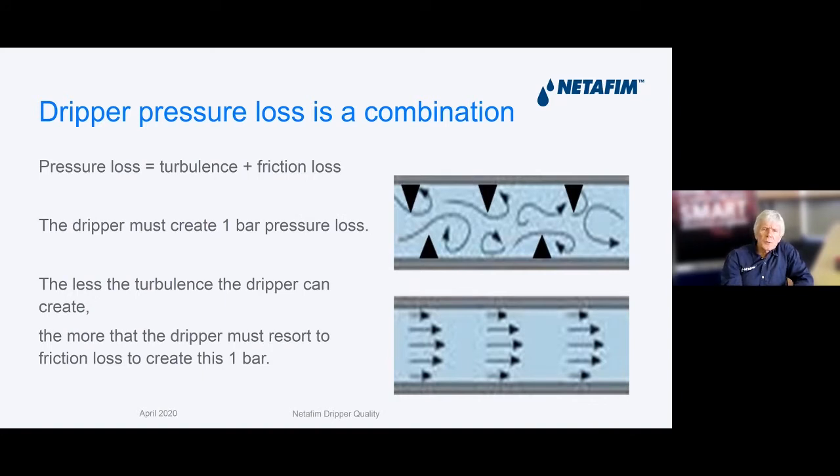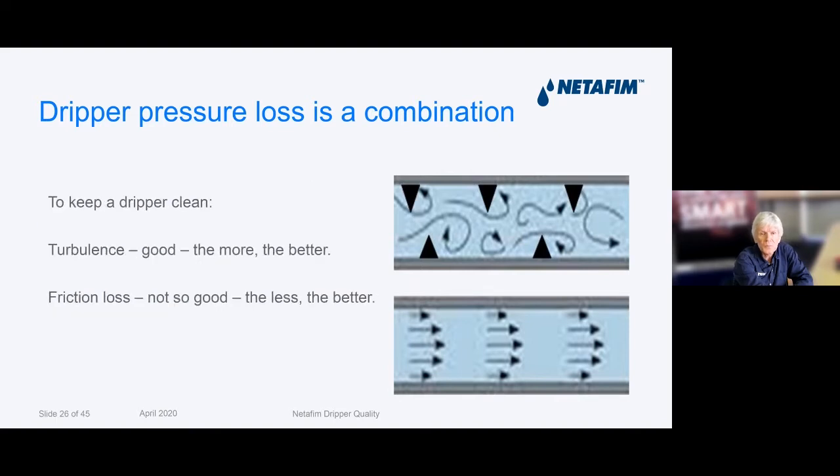We said earlier that a dripper has to create 1 bar pressure loss. The less turbulence the dripper can create, the more that dripper must resort to friction loss to create this 1 bar. So if you cannot achieve the required head loss through the turbulence, by putting in your teeth, the more you're going to need the bottom situation. You're going to have to add friction loss. So turbulence, the more, the better. Friction loss, not so good, the less, the better.